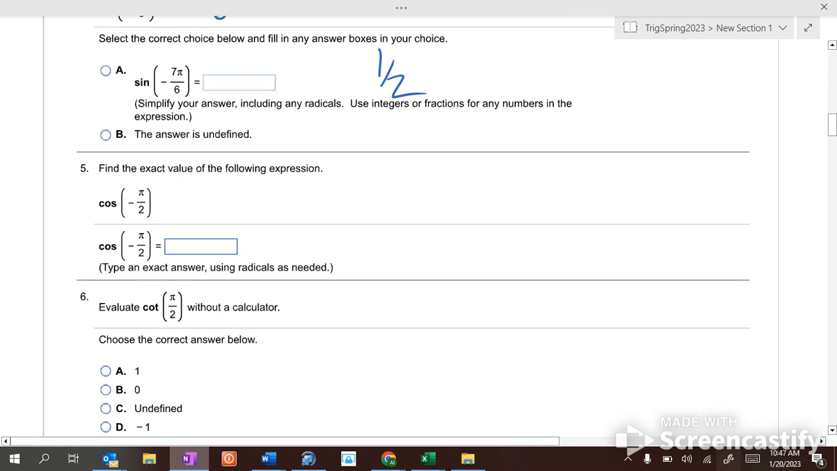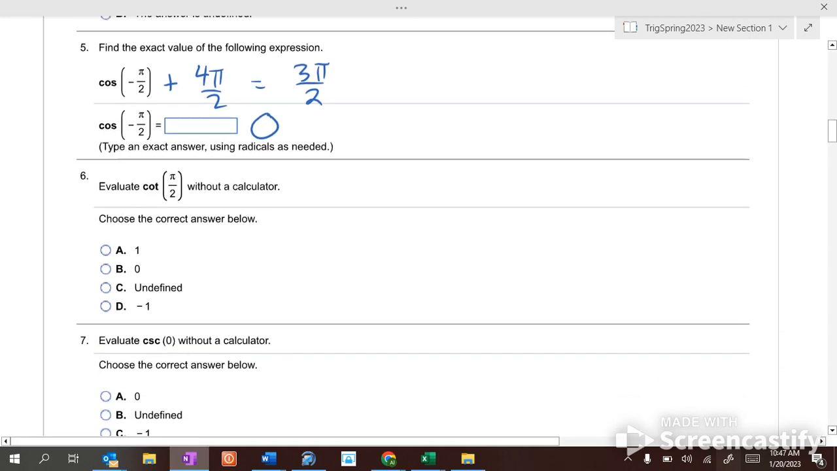Cosine of negative pi over 2. Coterminal angles. What over 2 equals 2 pi? 4 pi over 2. If we add 4 pi over 2 to negative pi over 2, we get 3 pi over 2. At 3 pi over 2, what's the cosine? What's the x value? 0. Okay? Now we've moved into cotangent.